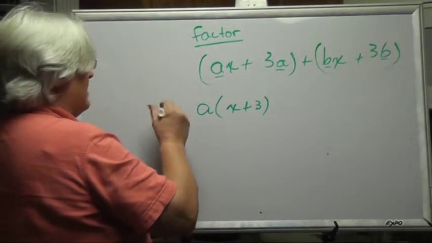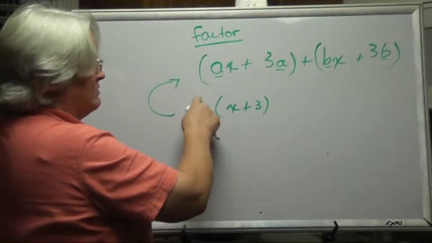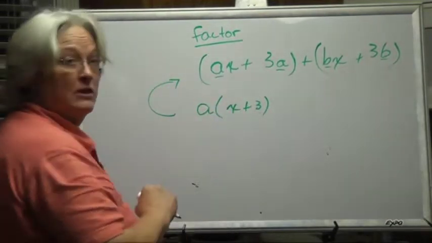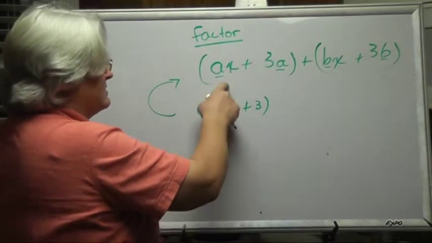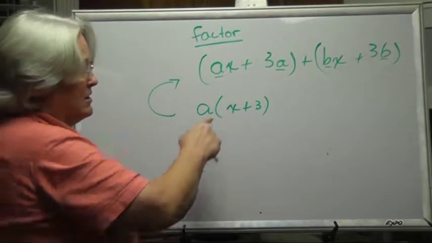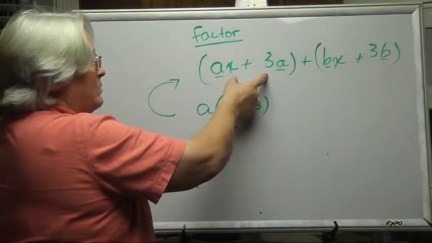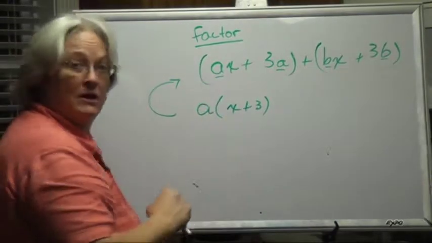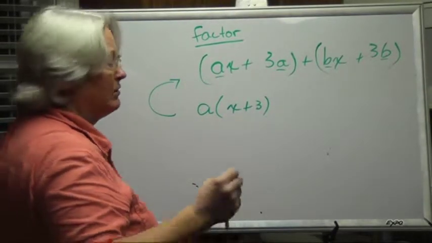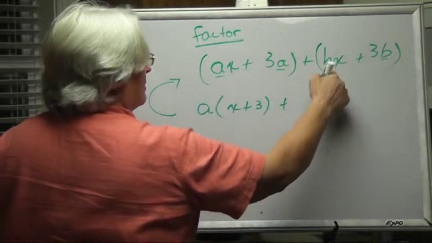So this is why I say we have the distributive property in reverse, because here, if we distribute a to the x and the 3, you have a times x is ax, a times 3, positive 3a. So what we have done is we've used the distributive property here in reverse. So what are we going to be able to factor out in common here?